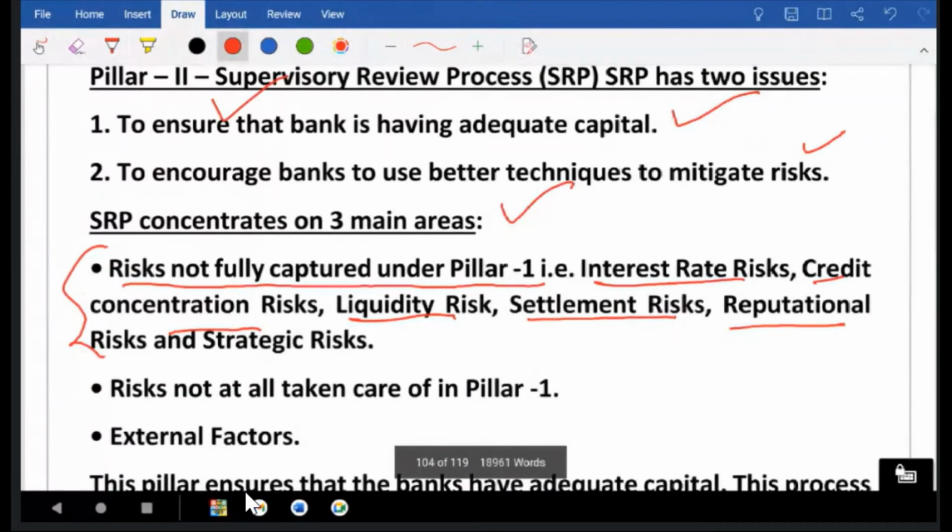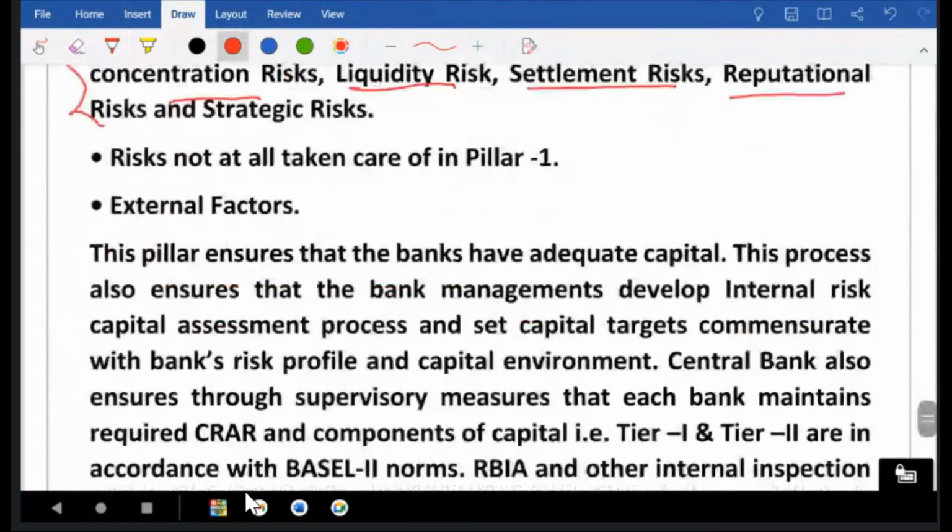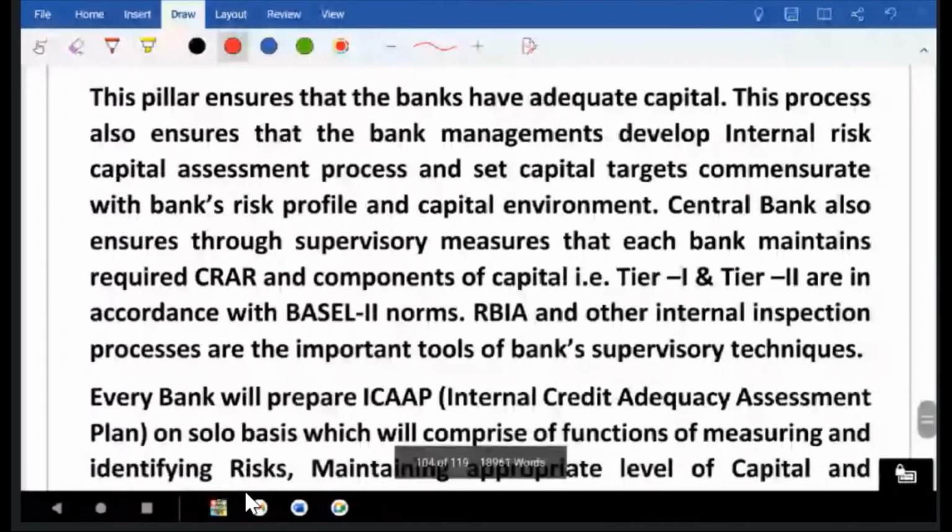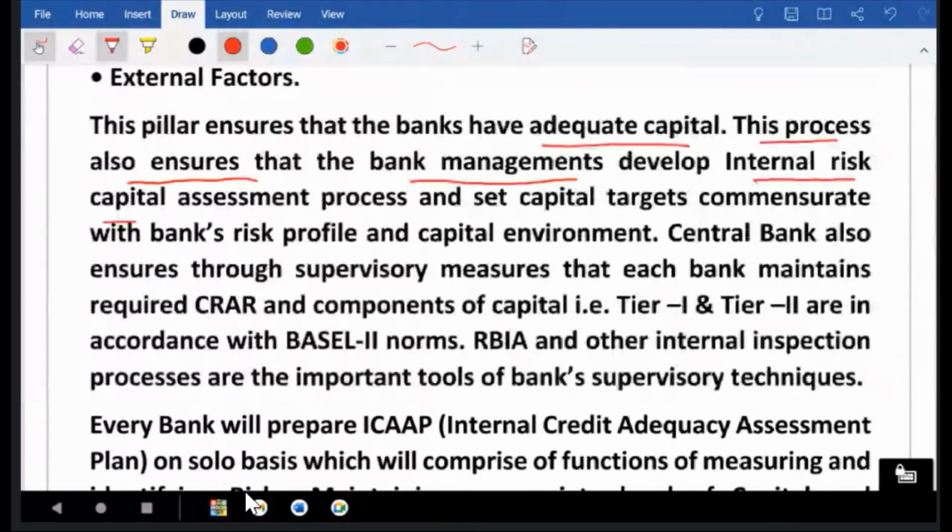This pillar, the supervisory review, ensures that the bank has adequate capital. This process also ensures that bank management develops an internal risk capital assessment process and sets capital targets commensurate with the bank's risk profile. That means they have to have capital: the more the risk, the more capital.